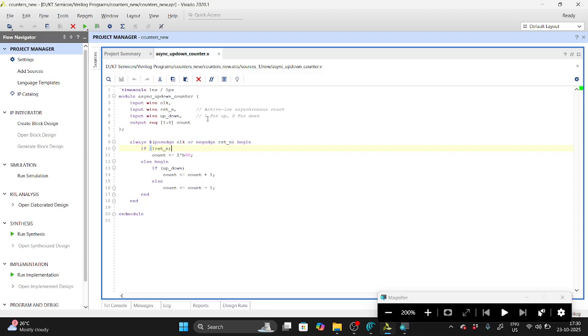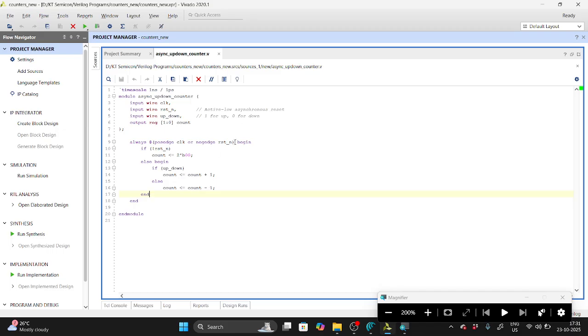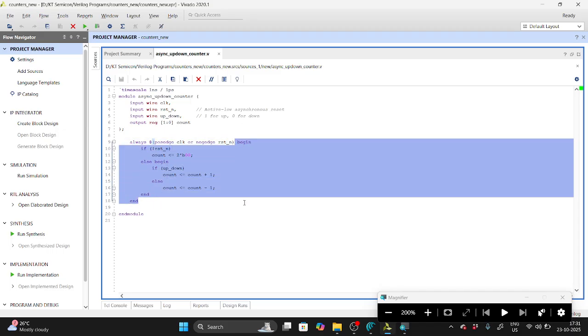Okay, so this will be chosen as a mode. If mode equal to 1 it is acting as an up counter, if mode equal to 0 it is acting as a down counter. So if up down equal to 1, count equal to count plus 1, else count equal to count minus 1, end. Where I need to end: this begin I need to end, and after that this begin also I need to end, and end module.